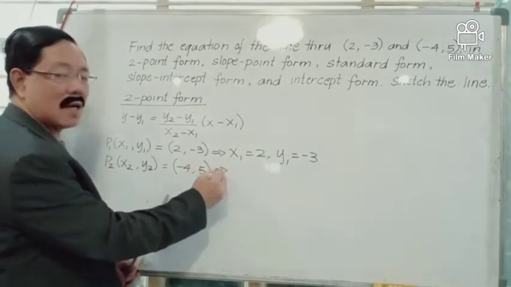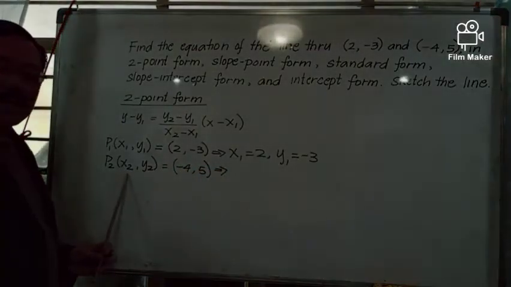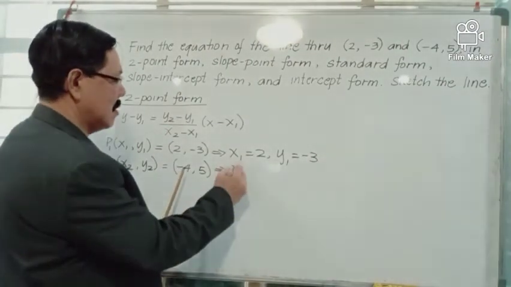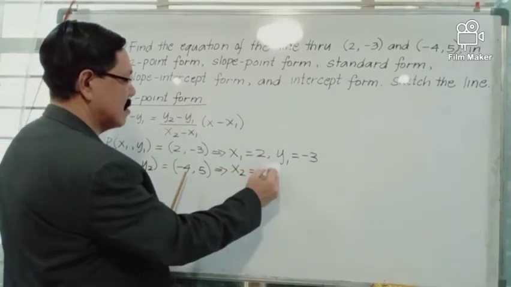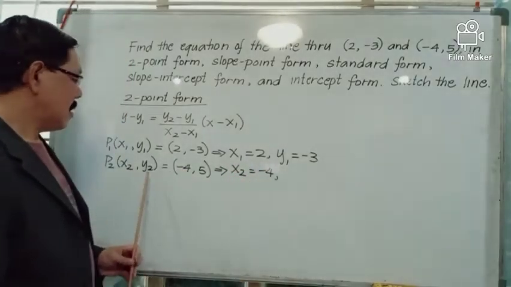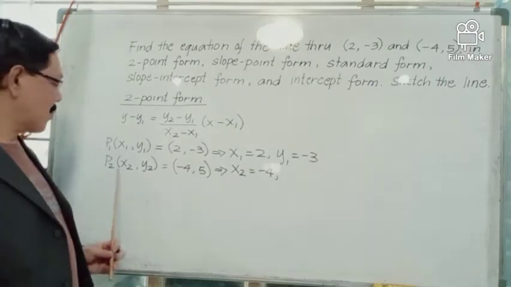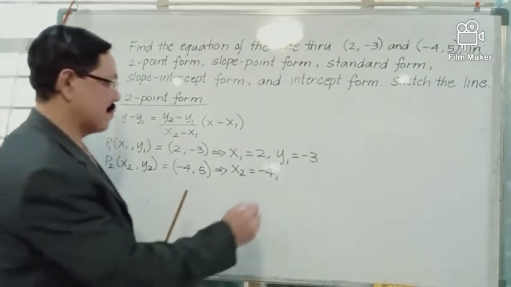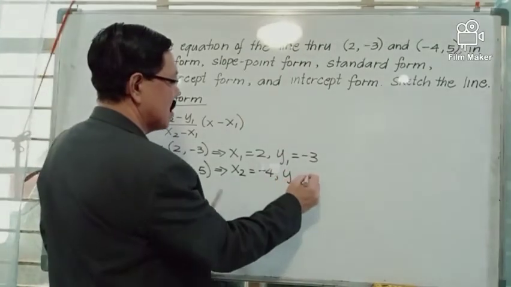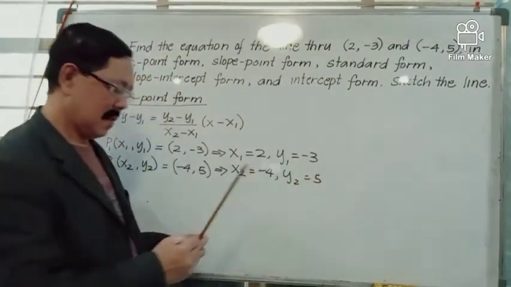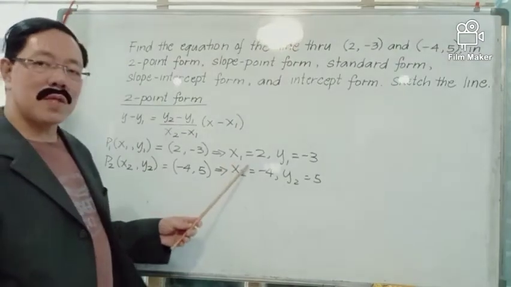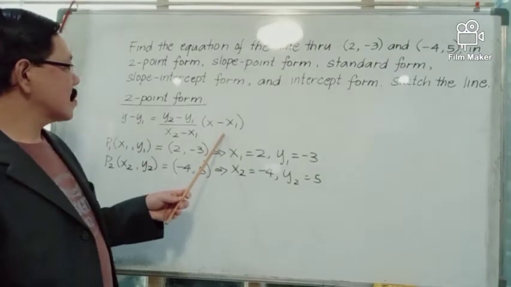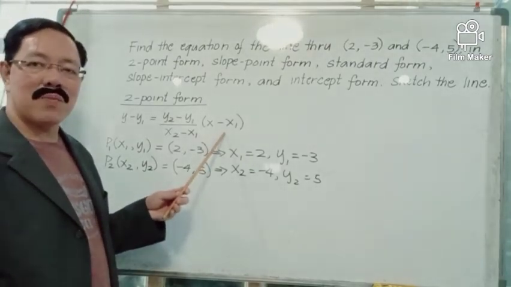This implies that the abscissa x2 of the second point is -4. x2 is -4. And the ordinate y2 of the second point P2 is equal to 5. y2 equals 5. Then we substitute these values of x and y into the 2-point form of the equation of the line.